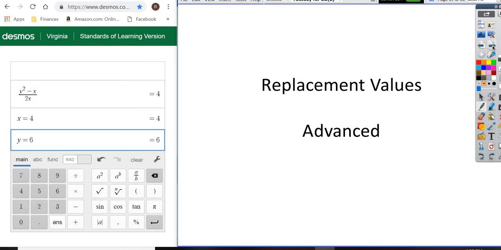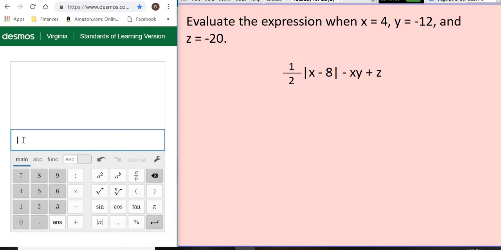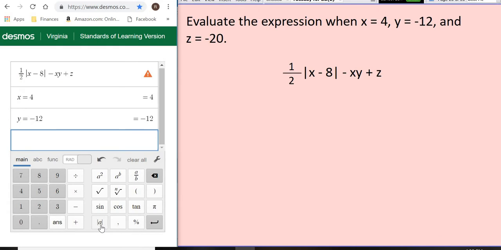There's not. I'm going to go ahead and put the advanced with this, because I think it'll be just as easy to do here. Let's put in 1 divided by 2. Then I'm going to go ahead and do absolute value of x minus 8, another absolute value. You can use your screen, or you can type it in, minus xy and plus z. Okay, so we have a lot going on there. So x is equal to 4, y is equal to negative 12, and z is equal to negative 20. So that gives you 30 as your final answer.